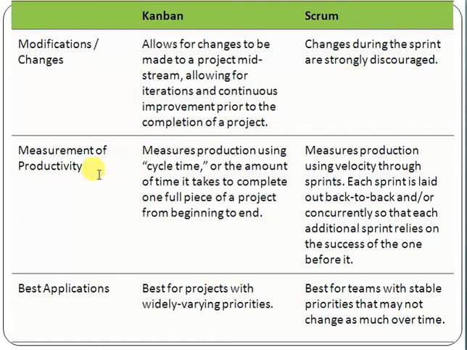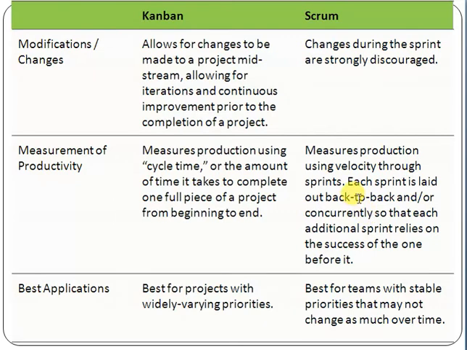Measurement of productivity. Kanban measures production using cycle time, or the amount of time it takes to complete one full piece of a project from beginning to end. Scrum measures production using velocity through a sprint. Each sprint is laid out back to back so that each additional sprint relies on the success of the one before it. In the Scrum framework, there is a concept of sprint velocity.